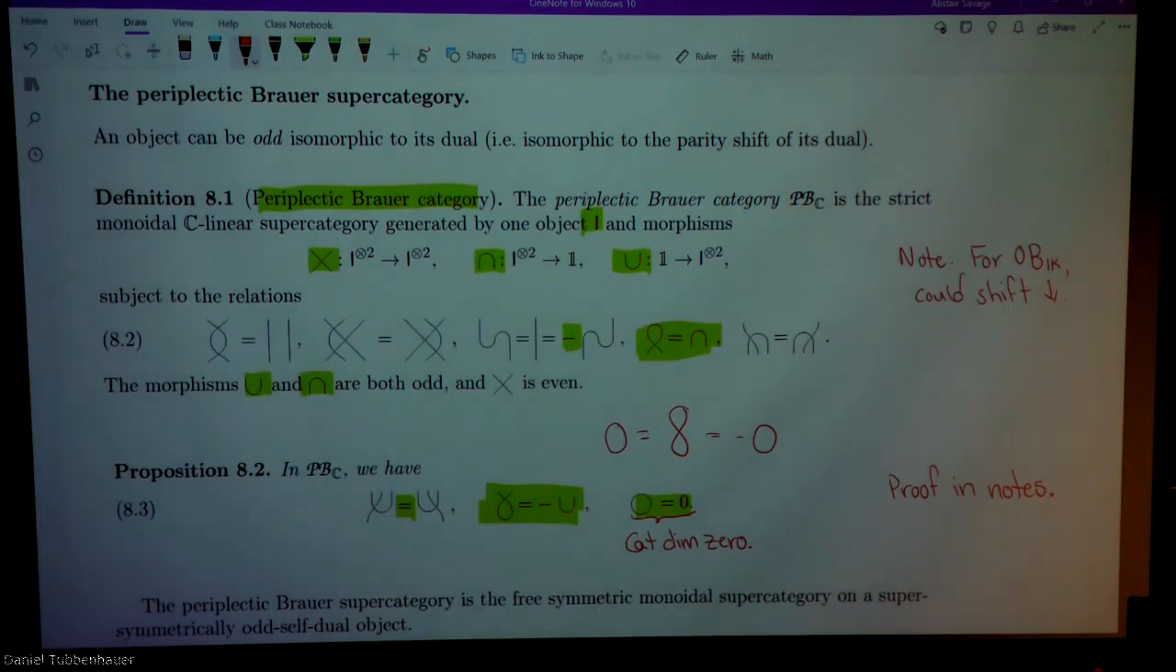This actually shouldn't surprise you because we're talking about an object that's isomorphic to the parity shift of its dual, which means its odd dimension and even dimension are the same. So the super dimension is 0.